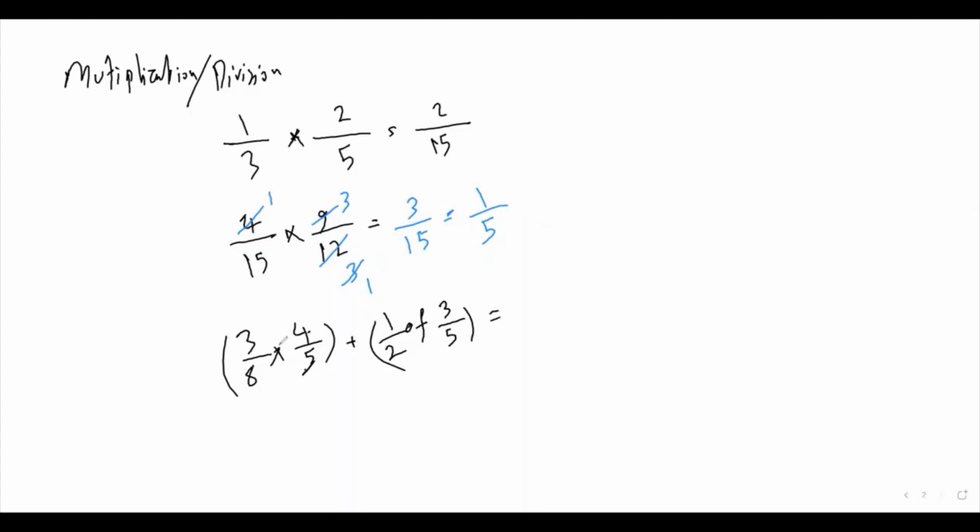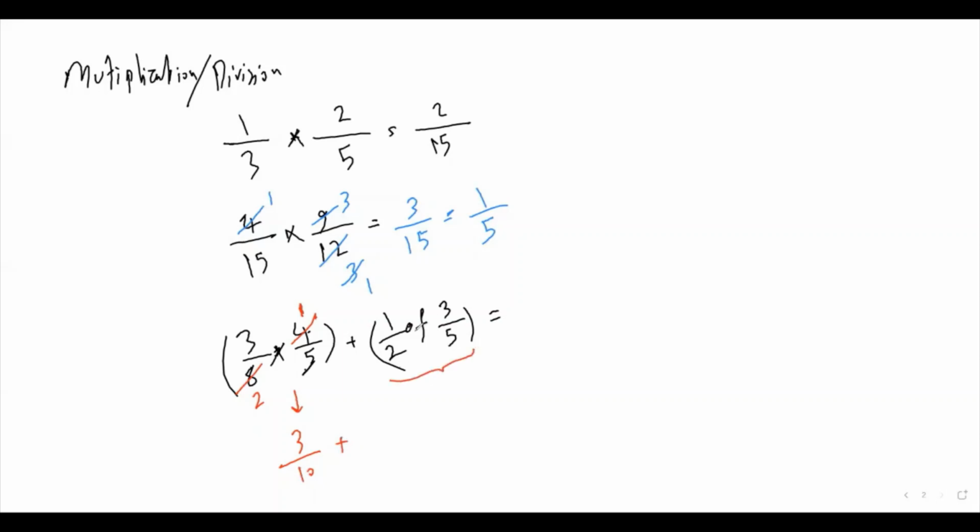So for the first one, before I perform any multiplication, I'm going to cancel this 4 from the top, and 8 divided by 4 is 2. So here the answer would be nothing but 3 over 10 plus.